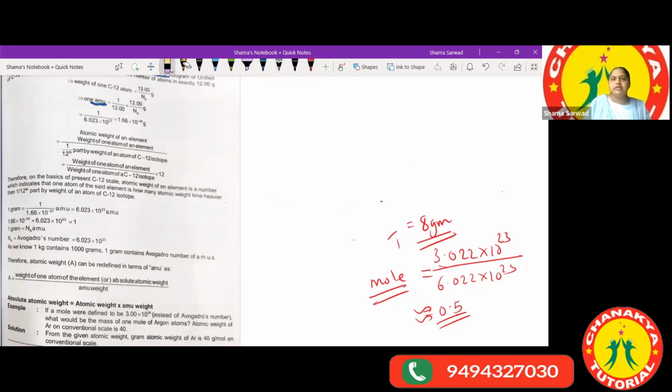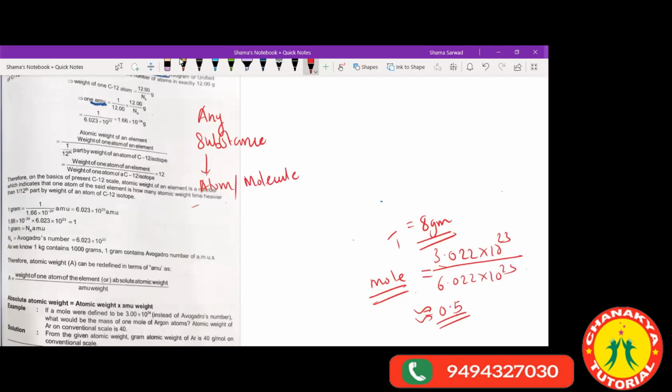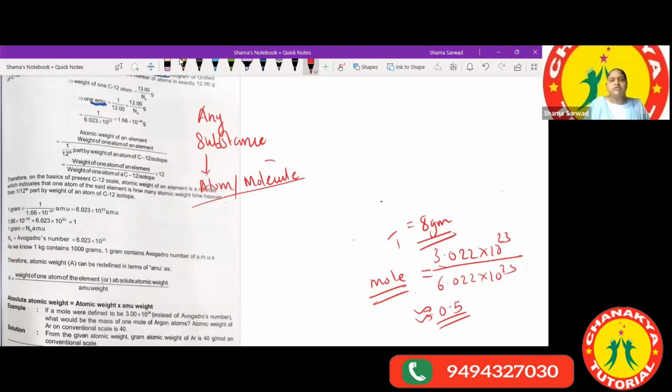Molecule. Generally, if somebody gives you any substance, what do you have to do? You have to check whether it is an atom or a molecule first. If it is an atom, there won't be a problem. But if it is a molecule, you have to check whether it is a diatomic, triatomic, tetraatomic, or polyatomic molecule. Do you know this or not?